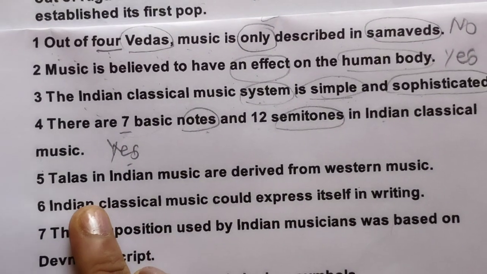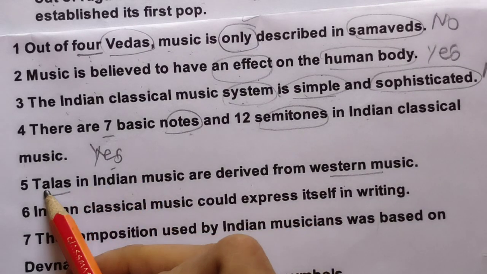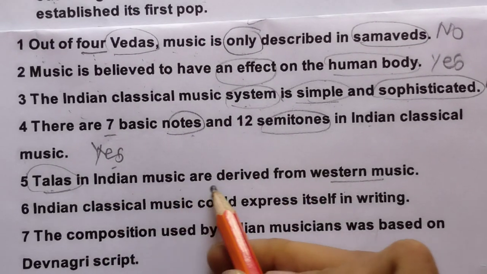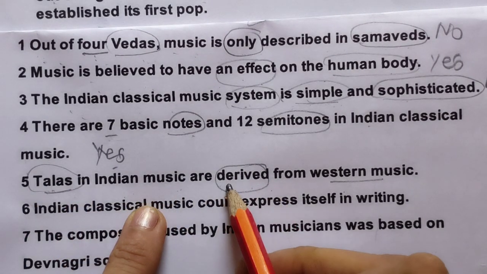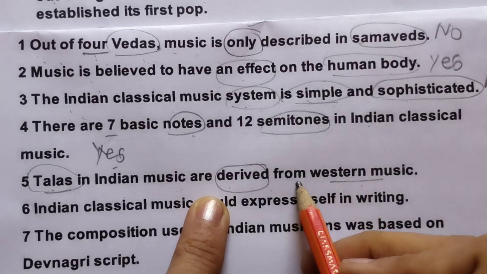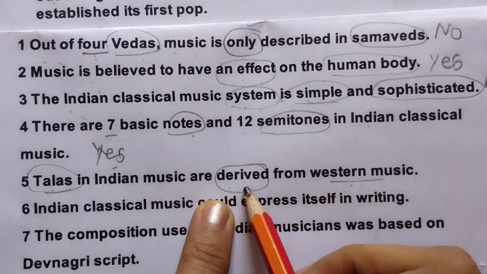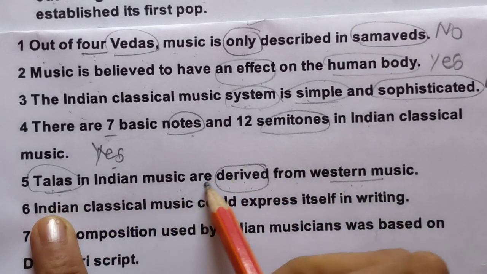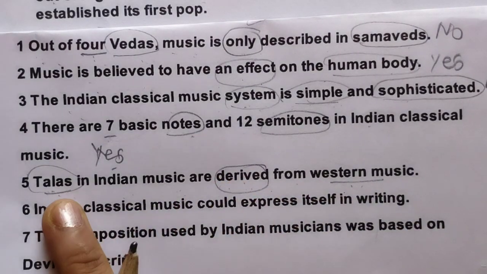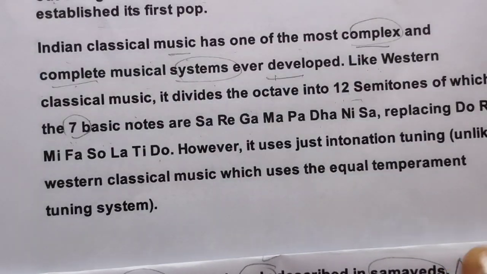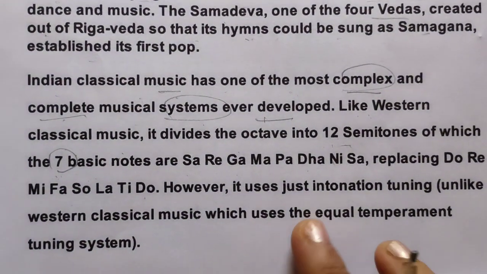Okay, now coming to 5th number. Talas in Indian music are derived from Western music. This word is the key word, and derivation also. Talas in Indian music, if they have derived, means taken from Western music, then yes. And if they have not taken from Western music and something other music, then no. And if they are not talking about talas and from where they have taken it, then not given will be there. So my word is talas. I will just look only for the word talas here.